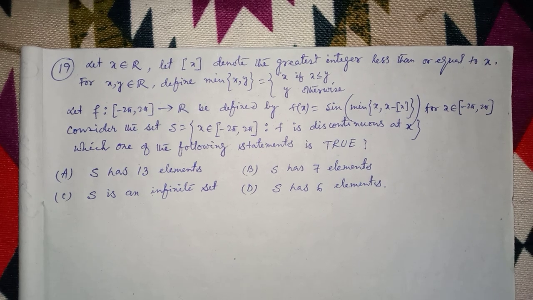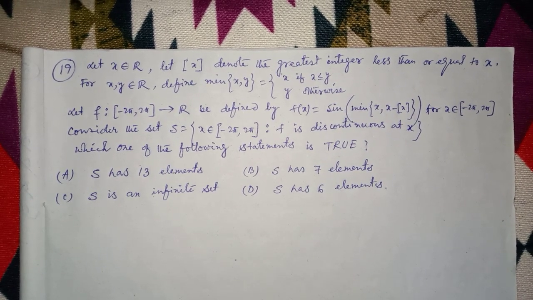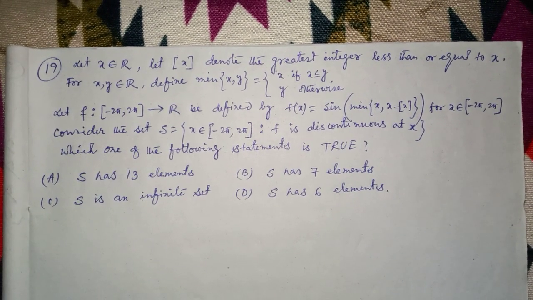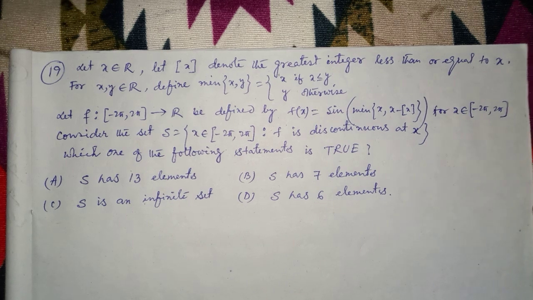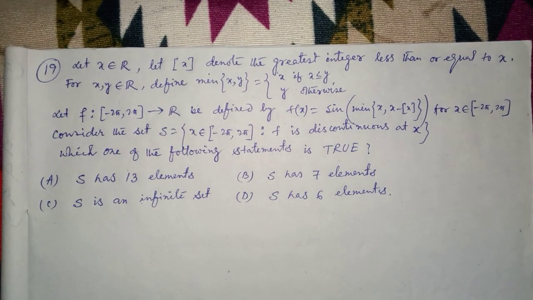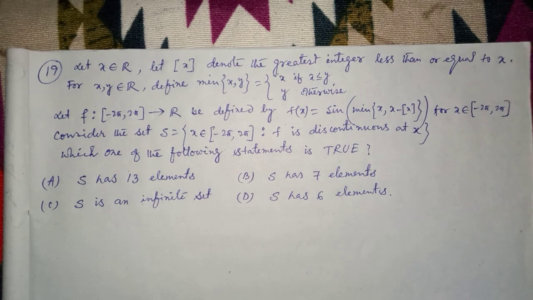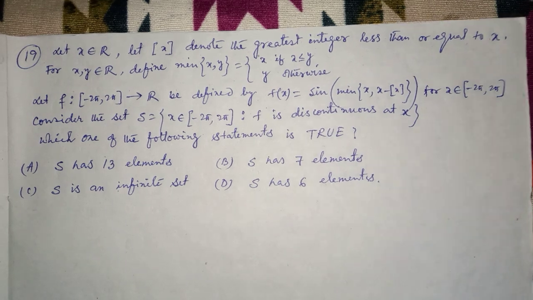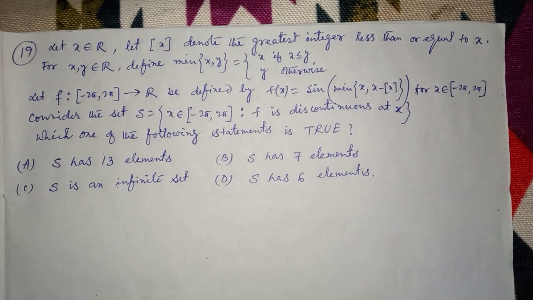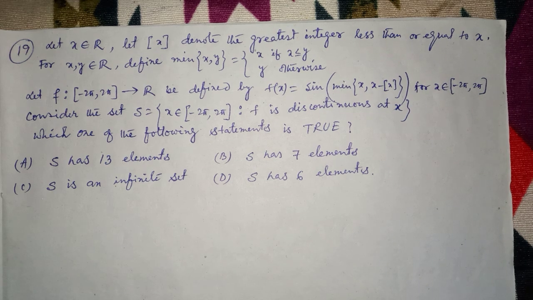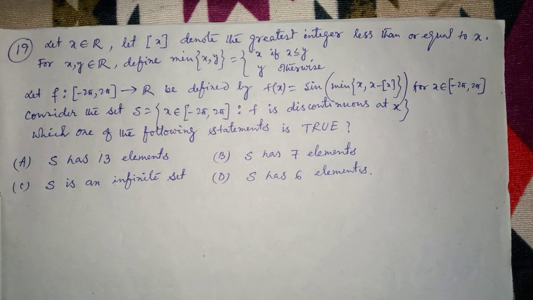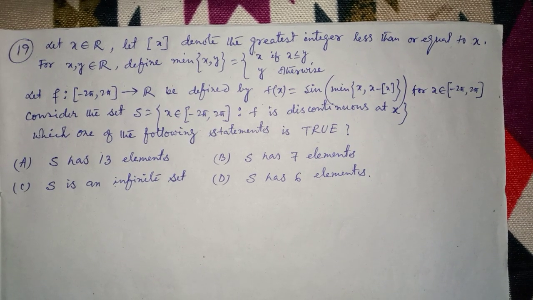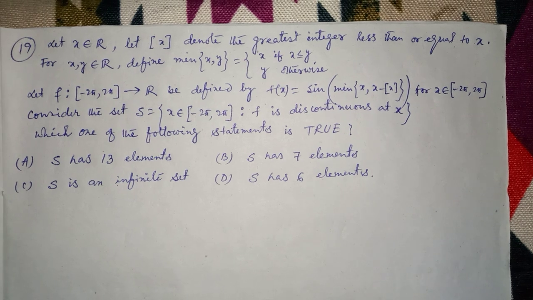For x, y belongs to R, define minimum of x, y is equal to x if x less or equal to y and y otherwise. Let f from closed interval minus 2 pi to 2 pi to R be a function defined by f of x equal to sine of minimum of x comma x minus box x, for x belongs to closed interval minus 2 pi to 2 pi.